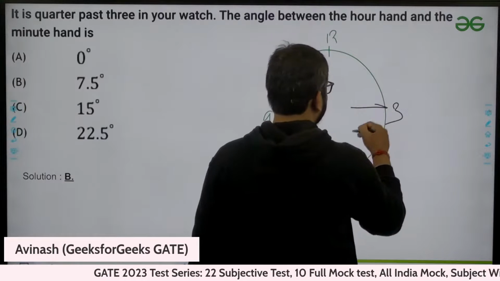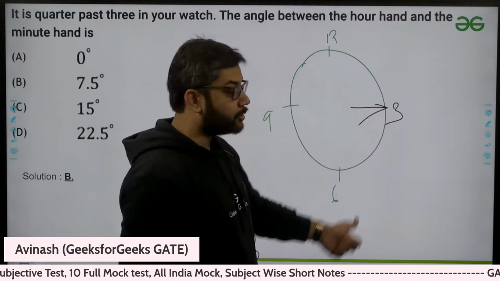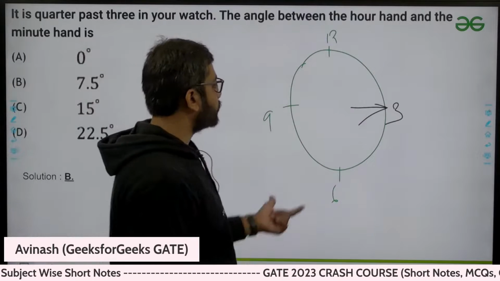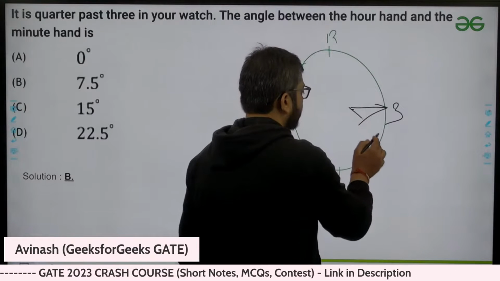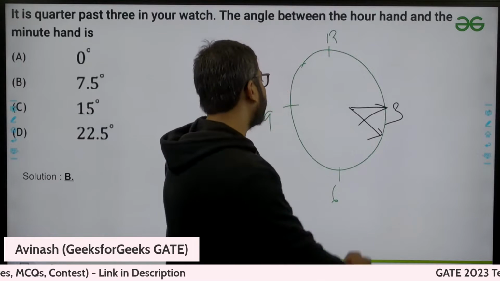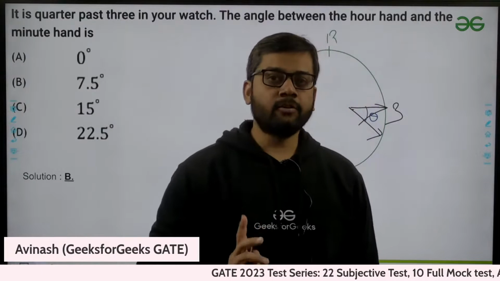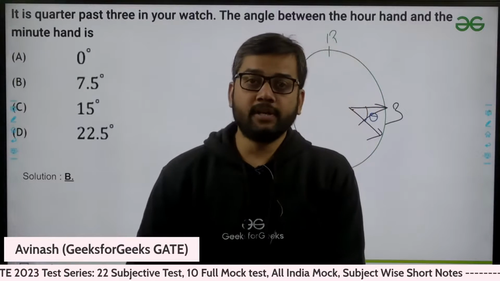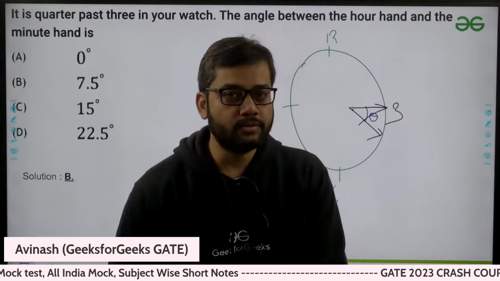So the small hand is on the 3. We need to find the angle between the hour hand as well as the minute hand. The hour hand is at 3, actually after 3, and the big hand has already passed the quarter. So we need to find out the angle. In this kind of question, one piece of information is given: the hour hand has already passed 3, but we have no idea where the minute hand is, whether it's at 16 minutes, 17 minutes, 18 minutes. We don't have any idea.